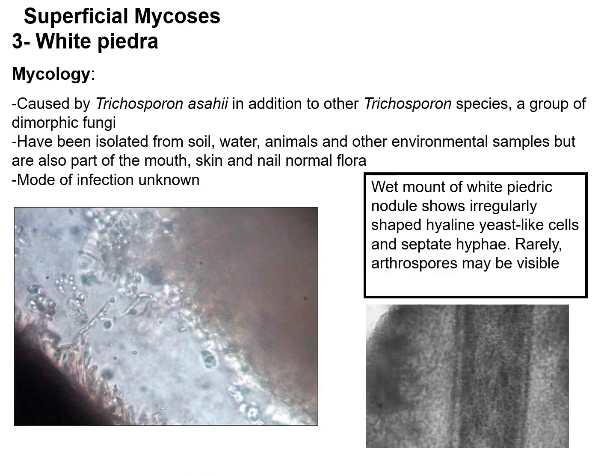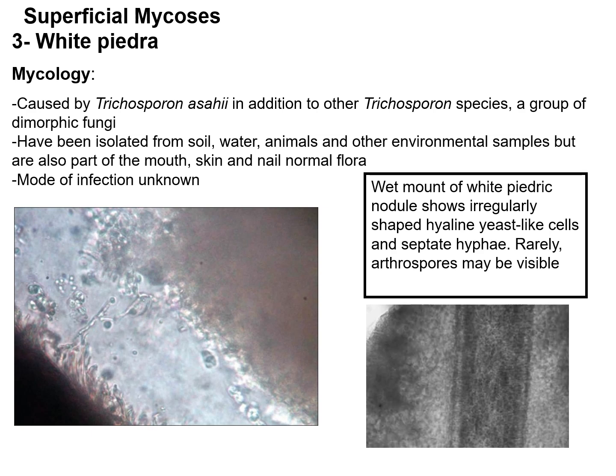The agents behind white piedra are the Trichosporon species, most commonly Trichosporon ovoides. These are dimorphic fungi. So if you take the nodule, crush it, and examine it under the microscope, what you will see are irregularly shaped septate hyphae and yeast-like cells. These are hyaline, so they are not pigmented. And sometimes you might see arthrospores. What you're seeing here is the hair and the loose hyphal aggregate, the white or off-white nodule, and then this is a closer examination of these elements that could help you out in the diagnosis.